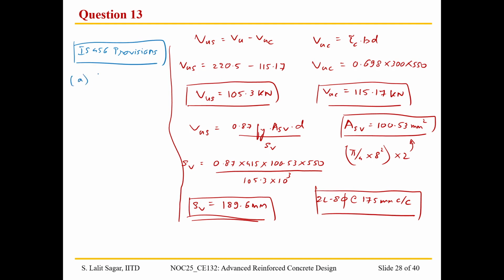So one is that we need to provide a maximum spacing of 300 millimeter, or 0.75D, which turns out to be 412.5 mm, or it has to be 0.87 Fy into Asv divided by 0.4b. Okay, so let us substitute that and see what is the value we get.